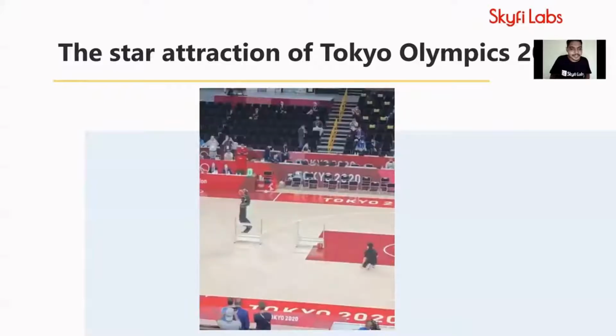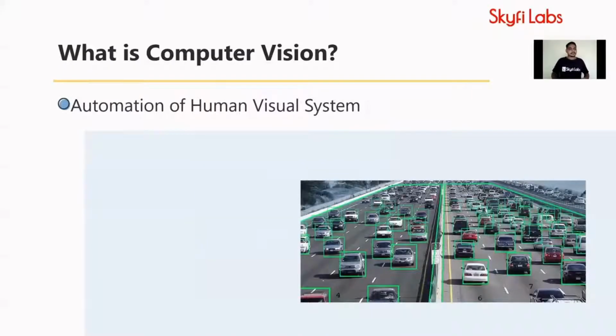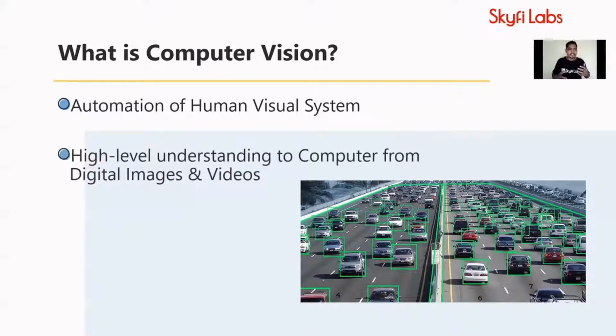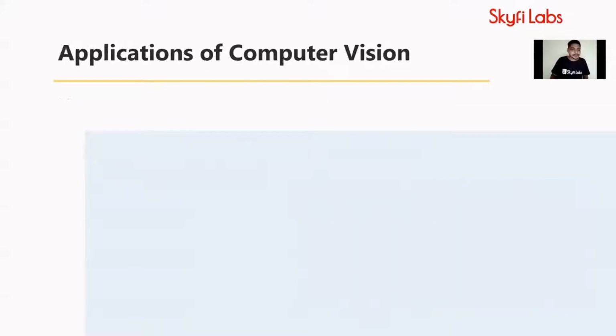Let's take a look at what computer vision is. Computer and vision: a machine to which we are trying to give our human vision system is called computer vision. Very simple to understand, but something very complex to implement. We will learn it in the process. It is a high-level understanding of computers from digital images and videos. So computer vision involves processing of digital images and videos so that it can make real-time decisions.